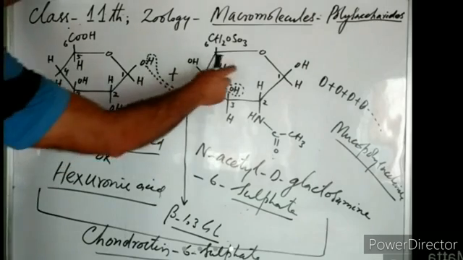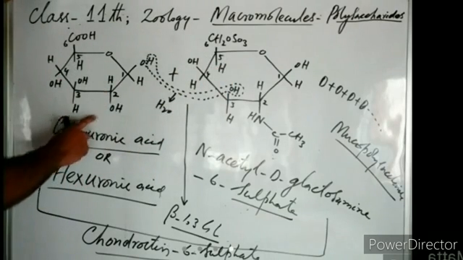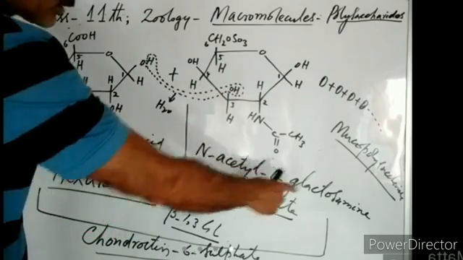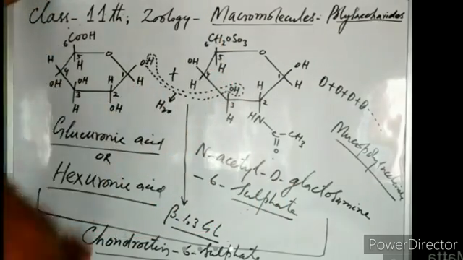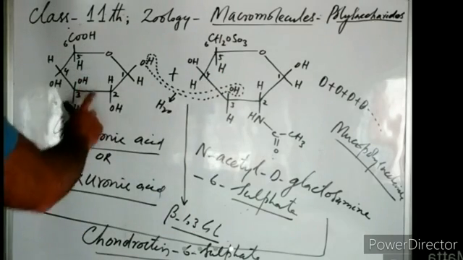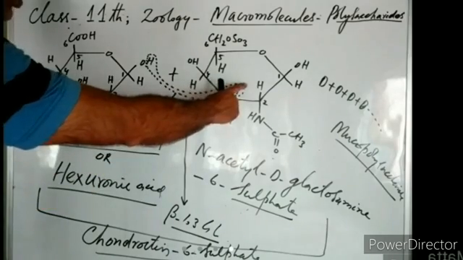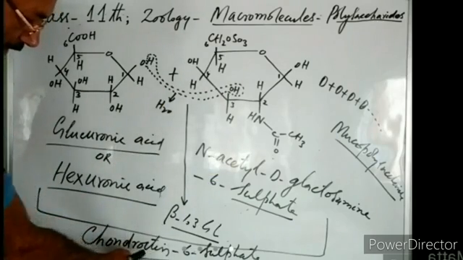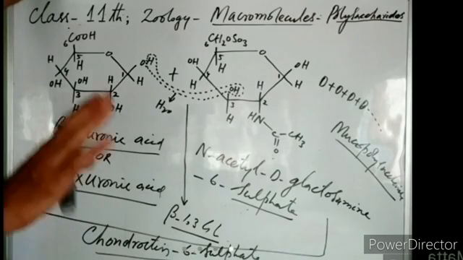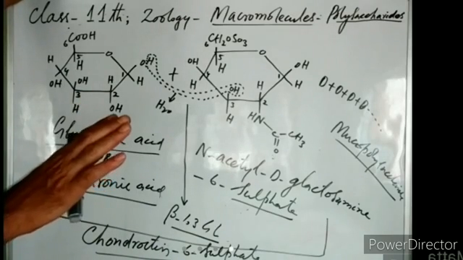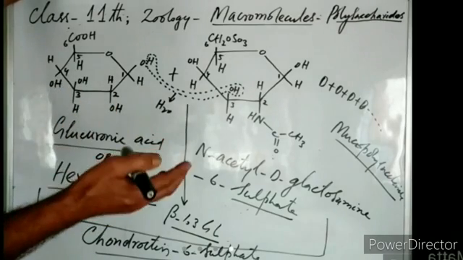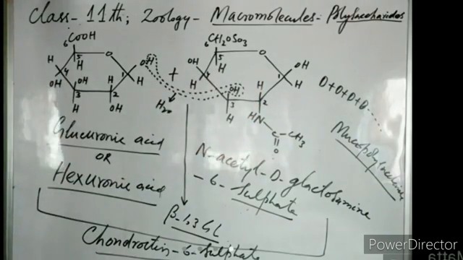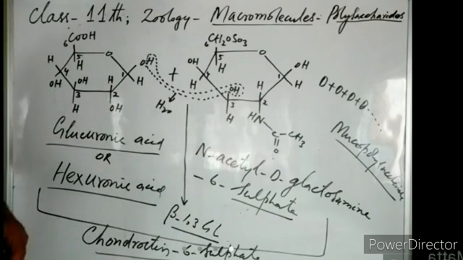So first two modified sugars combine. One sugar here in this example is glucuronic acid. It combines with another modified sugar, N-acetyl D-galactosamine 6 sulfate. It has a sulfate group on carbon 6, right? So one monosaccharide combines with another monosaccharide and they form a disaccharide. It is known as chondroitin 6 sulfate. So first one disaccharide is formed. Then similarly another disaccharide will be formed. And many such disaccharides will combine and form mucopolysaccharides, right? So in this way many mucopolysaccharides are formed.